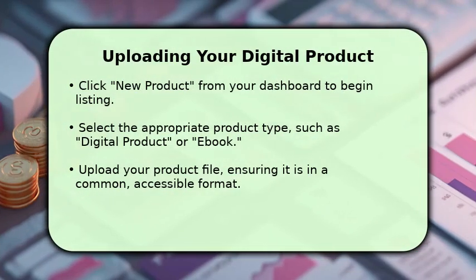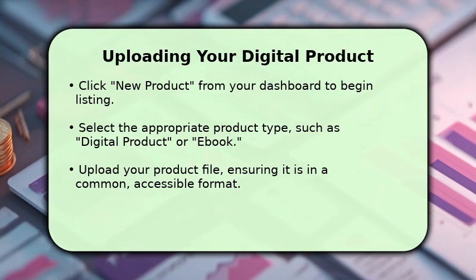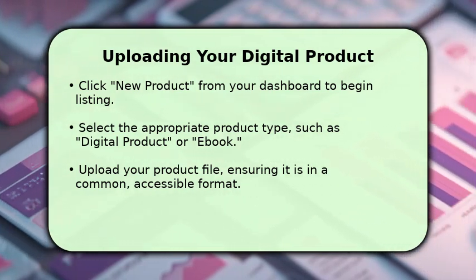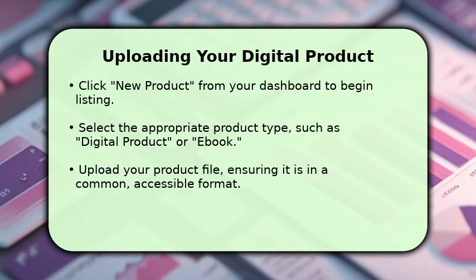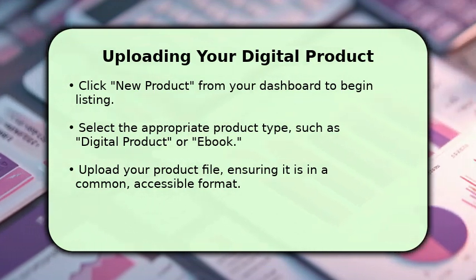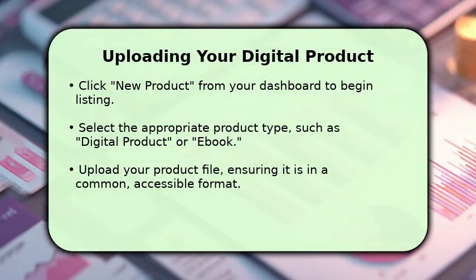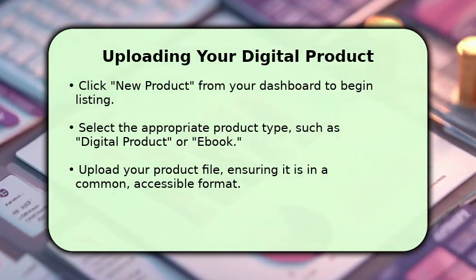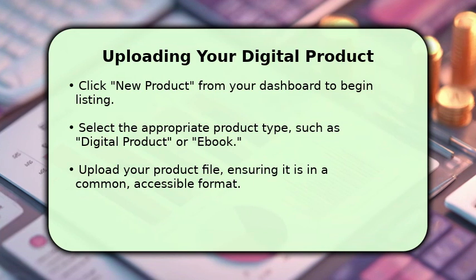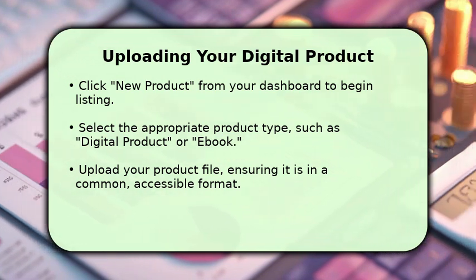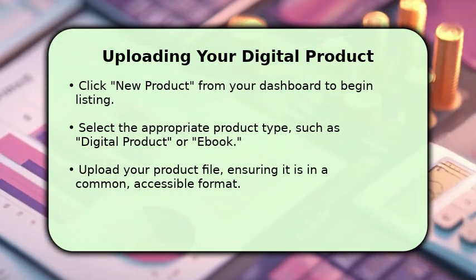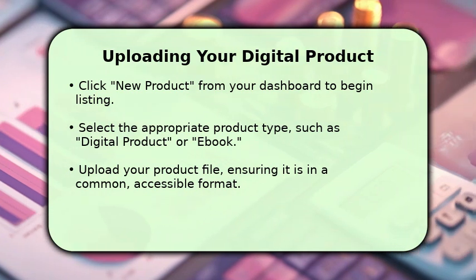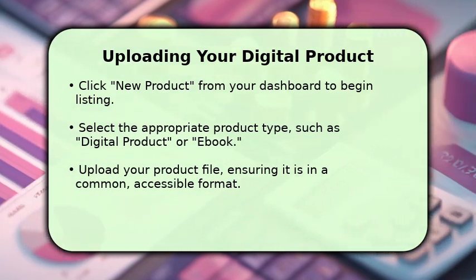Now, let's add your first digital product. From your Gumroad dashboard, simply click the New Product button. You will then choose the product type that best fits what you are selling, such as a digital download or a course. Upload your actual product file, making sure it is ready for customer download, like a PDF or a zip archive. Adding a compelling description and high-quality cover image will significantly attract buyers.